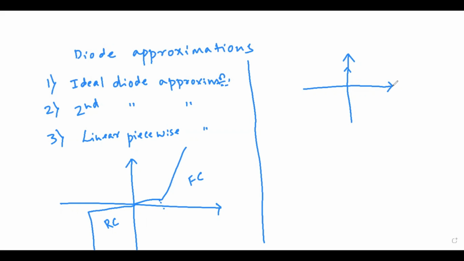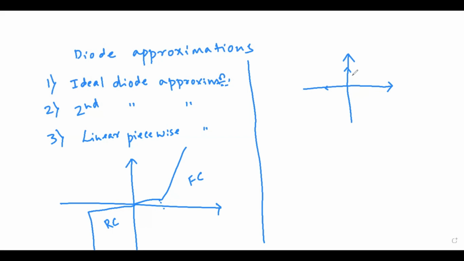But in the ideal diode approximation, there is no forward resistance and no depletion region. Therefore, it conducts current as soon as you apply a small external voltage. This is the forward characteristics. When you consider the reverse characteristics, whatever reverse voltage you apply, there is no flow of current. So it behaves like an open circuit.